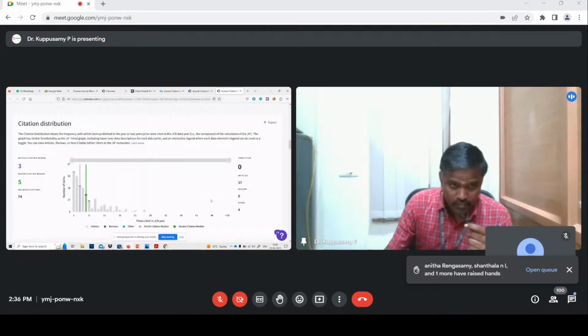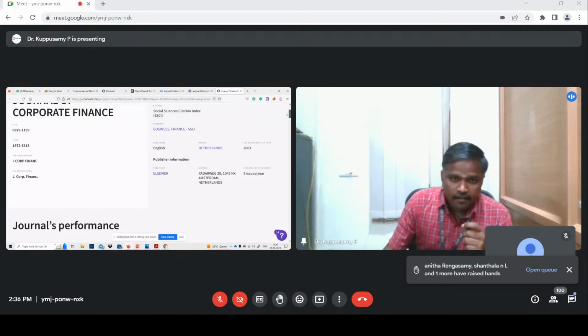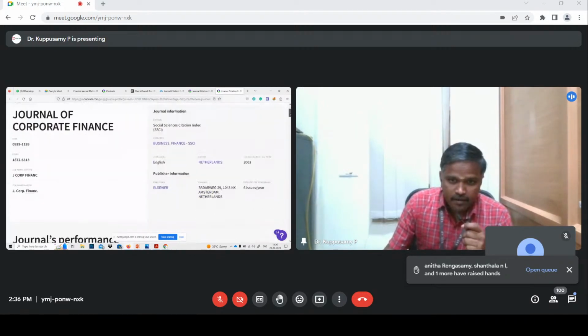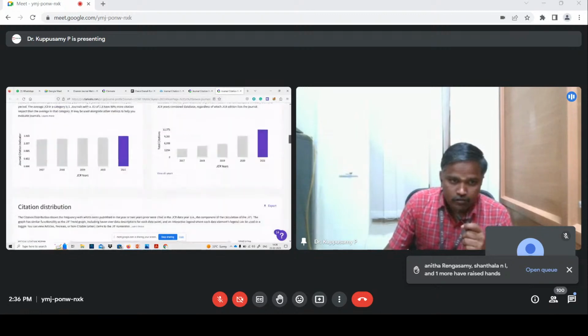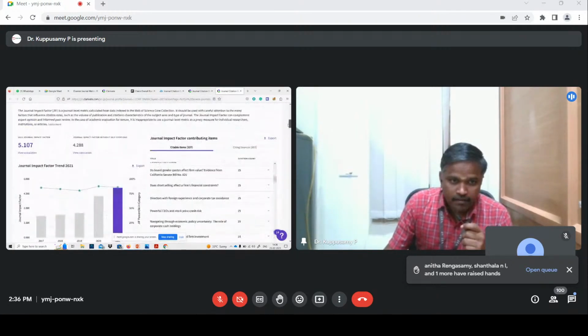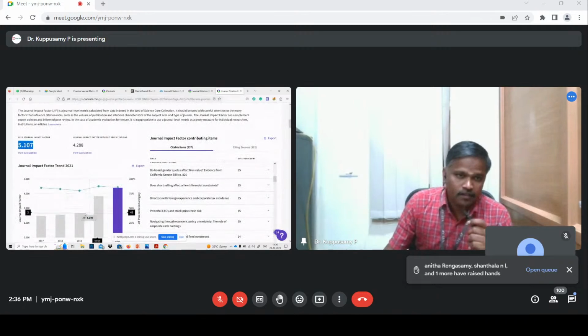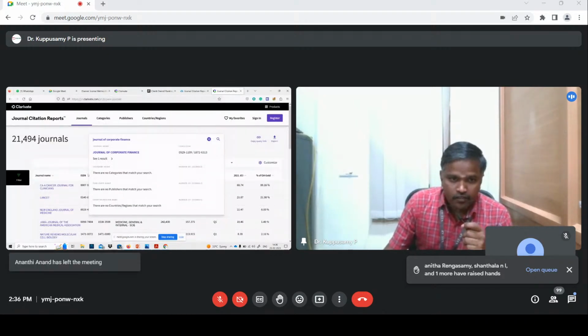So like that you can check the reputation of the journal, and the rank of the journal. Mostly we are expecting the impact factor. So you can check the impact factor of the journal here. That is the thing. Okay, I hope you understand this. If you have any doubt, please you can ask.